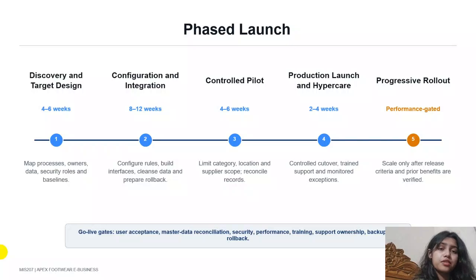Finally, the last phase, phase 5, is progressive rollout, where we gradually add more suppliers and categories. The key principle is scale only when the system is ready.